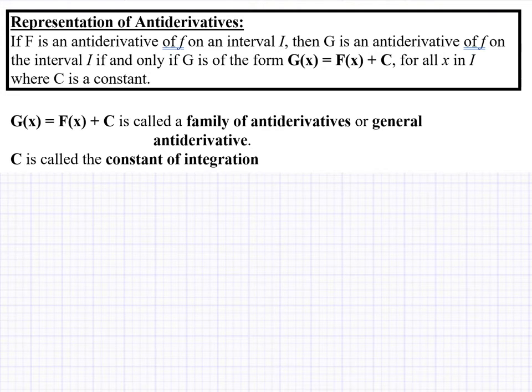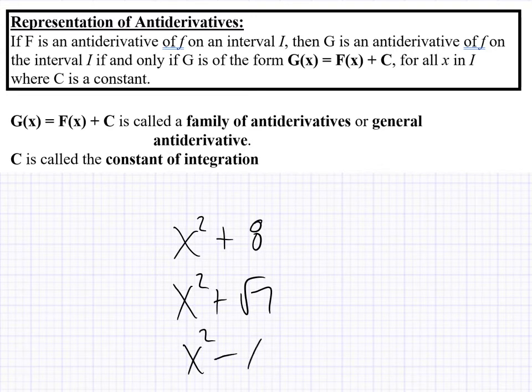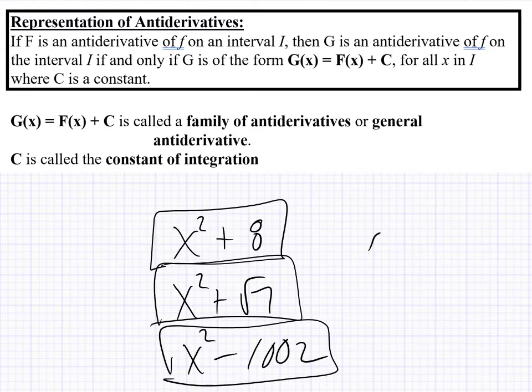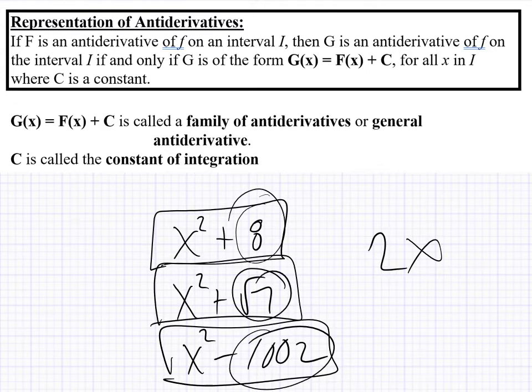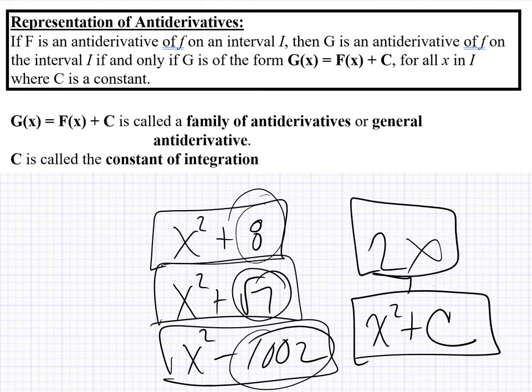So now we need to tackle that concept of the plus c that I was just talking about a second ago. So the idea is that in that last example, x squared plus 8, x squared plus square root of 7, x squared minus 1002, these would all have been antiderivatives of 2x. And so the way we generalize all these is that each one of these has a constant added onto it. So we'd say x squared plus c is the antiderivative of 2x.